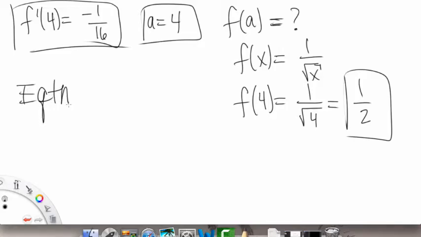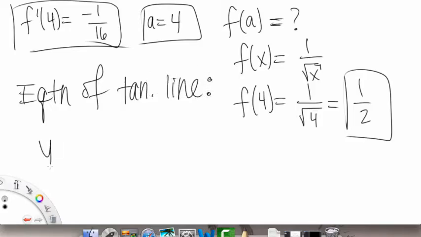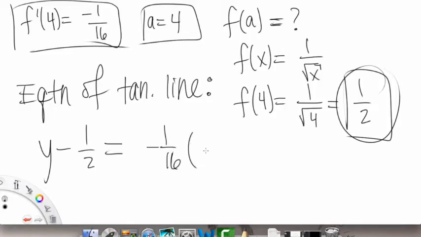So our equation of the tangent line is going to look like the following. We're going to have y minus our y value. So that's our f of 4, also known as 1/2. And then we have equals the slope, so that'll be our -1 over 16, times x minus our x value, which was 4. So x minus 4 there.